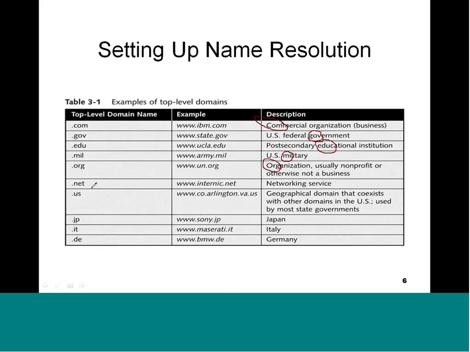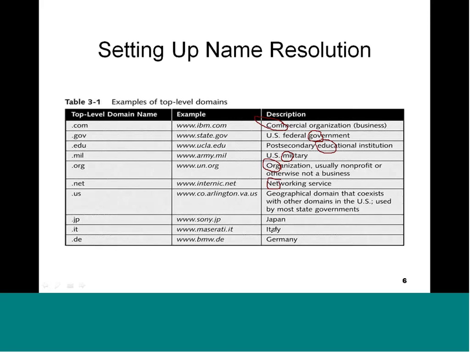Today the US has opened up with other ones, like .NET for networking services. It's not just limited to networking services. There are many companies now getting this one. And then .us is another one, which is mostly a geographical domain, and it exists alongside the other domains in the US, and it's also used by a lot of state governments. Even though California also uses a lot of GOV names as well.